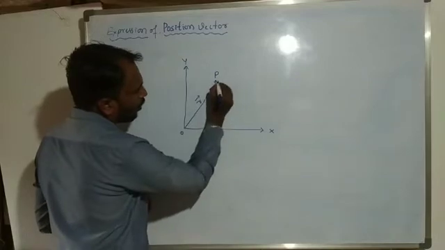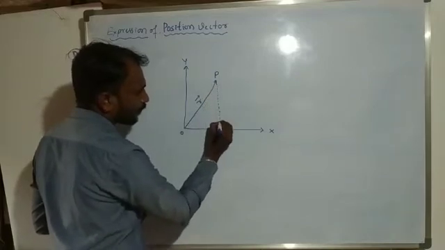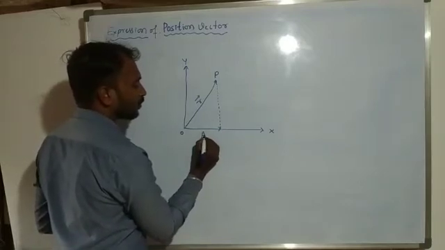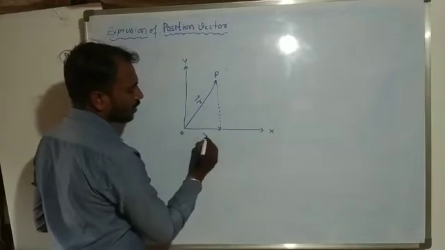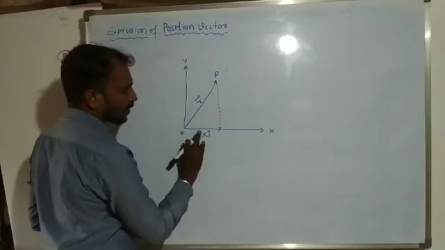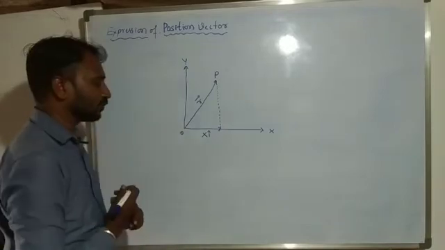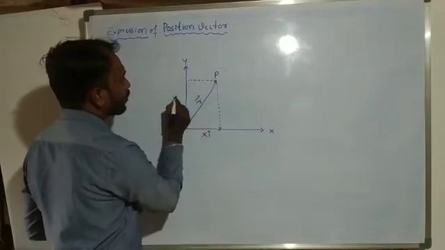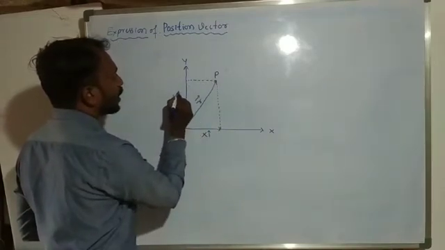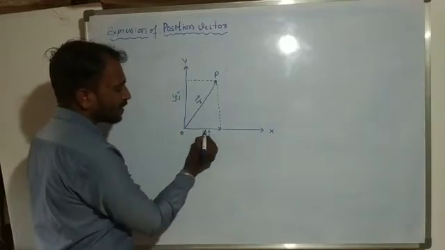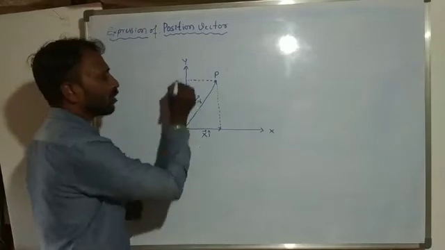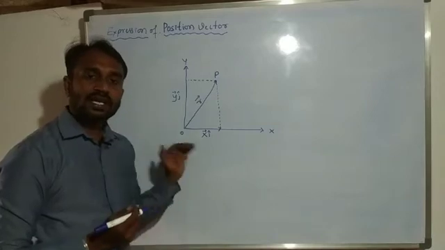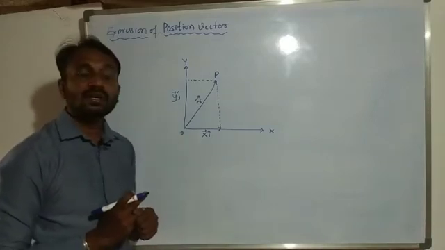So along the x axis, we consider x i cap. This one is a vector, x i cap. And another one along the y axis, y j cap. So x is the component along the x axis, y is the component along the y axis, and i cap and j cap we consider unit vectors. i cap is present along the x axis and j cap along the y axis.